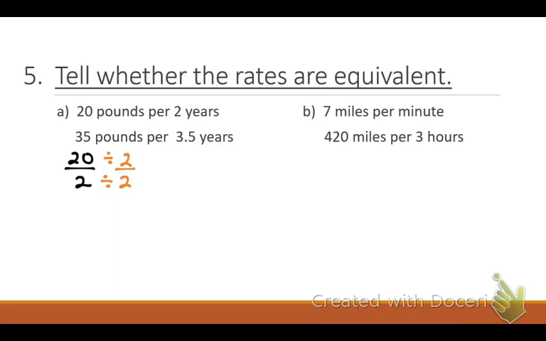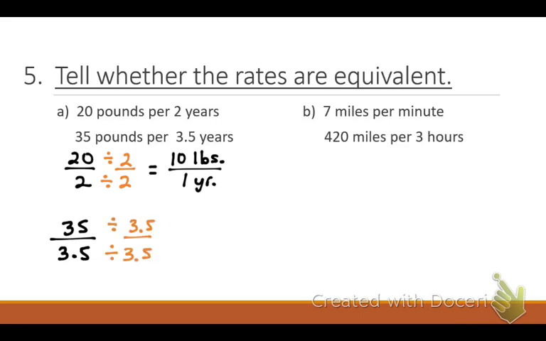Isaac, help me out. What'd you get? 10 pounds per year. All right, so now we have to look at the next one, 35 pounds per 3.5 years. So we're going to start with the numerator, 35, divided by 3.5. Guys, how do I get that denominator to turn into a 1? Divide it by itself, or divide by 3.5 on top and on bottom. When you work that out, guys, what's the unit rate? 10 pounds per year.